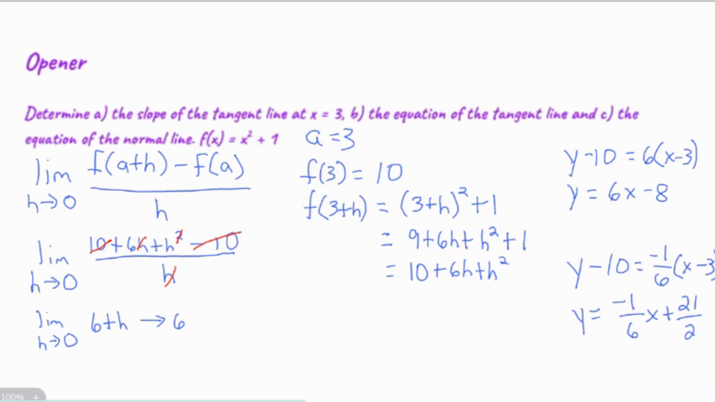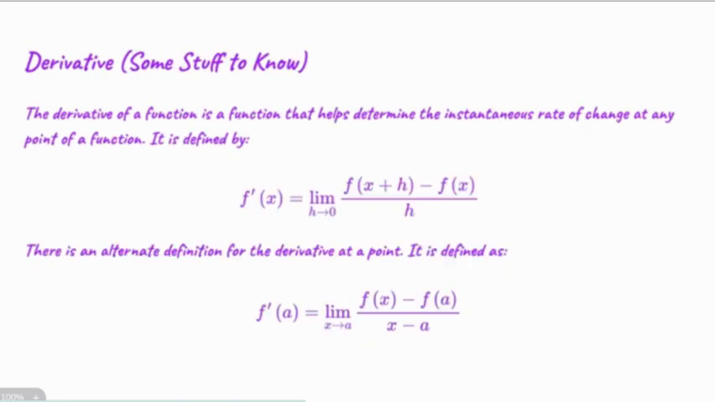Now, some other names we'll go over. This was our instantaneous rate of change. It's the slope of our tangent line. It's also called the numerical derivative, and that's what I almost let slip earlier. That's what we're going to be talking about today, derivatives. So our new topic, derivatives, some stuff to know.